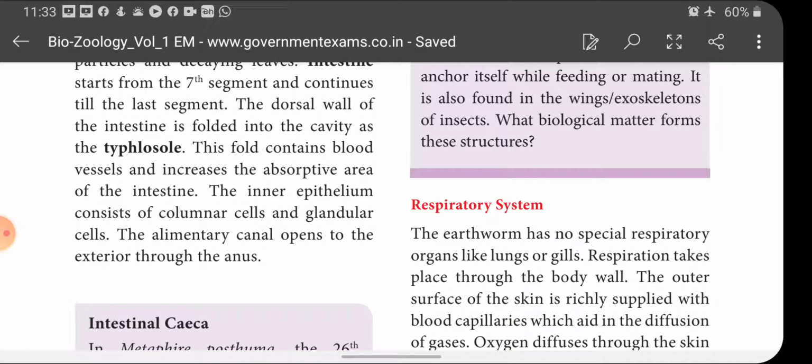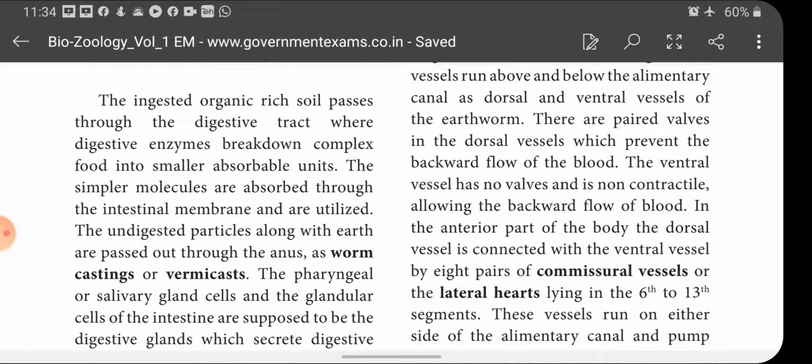The ingested organic-rich soil passes through the digestive tract, where digestive enzymes break down complex food into smaller absorbable units. We know very well that earthworms feed on soil enriched with organic matter and decayed leaves. The simpler molecules are absorbed through the intestinal membrane and utilized.